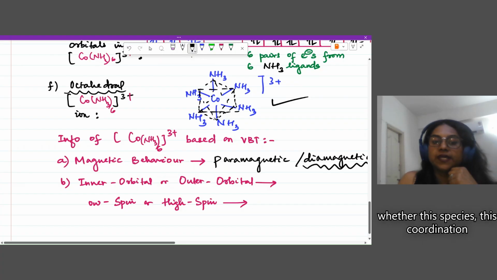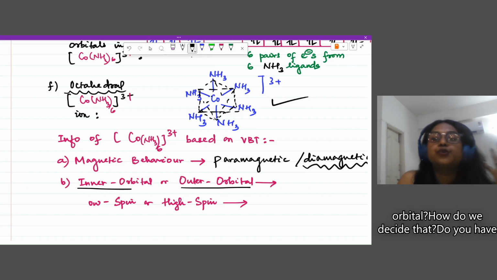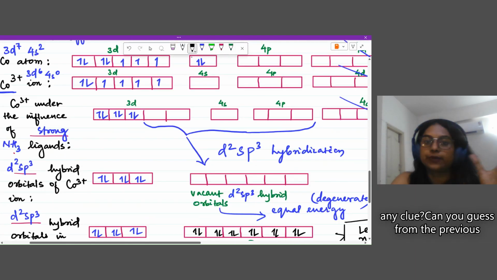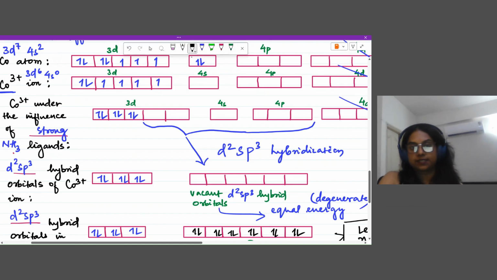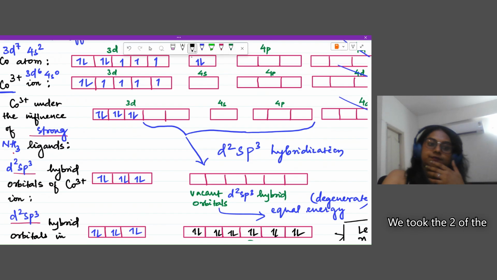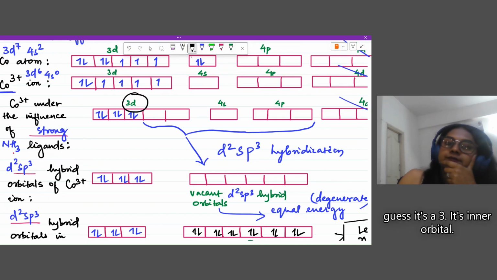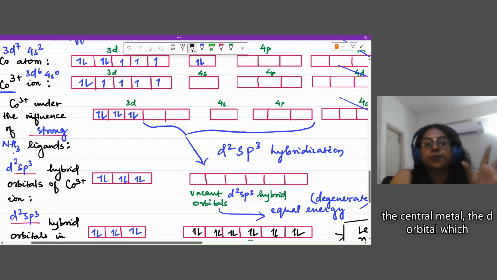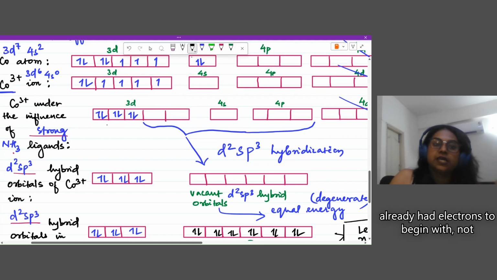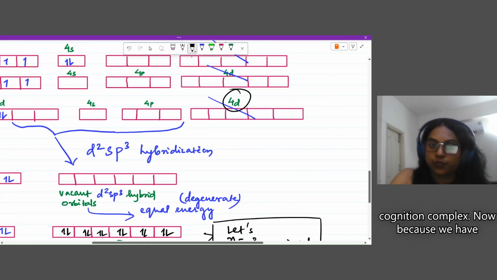Now, moving to whether this coordination complex is an inner orbital or outer orbital, how do we decide that? Can you guess from the previous example? We took two of the vacant 3d orbitals, so I guess it's an inner orbital. Yes, we have taken the inner d orbital of the central metal, which already had electrons to begin with, not the outer empty d. We crossed out the outer empty d. It has no role to play in this coordination complex.